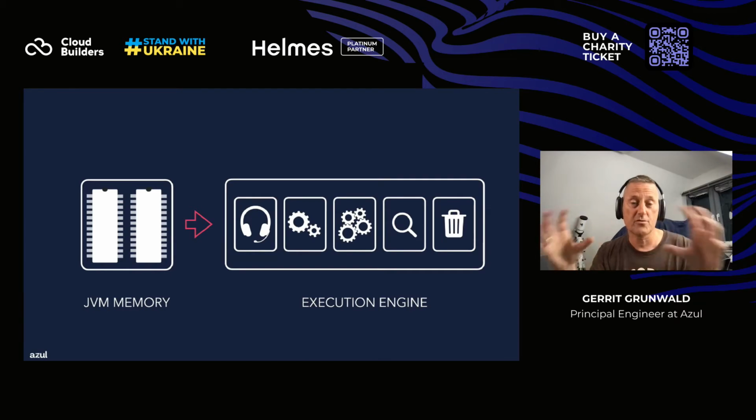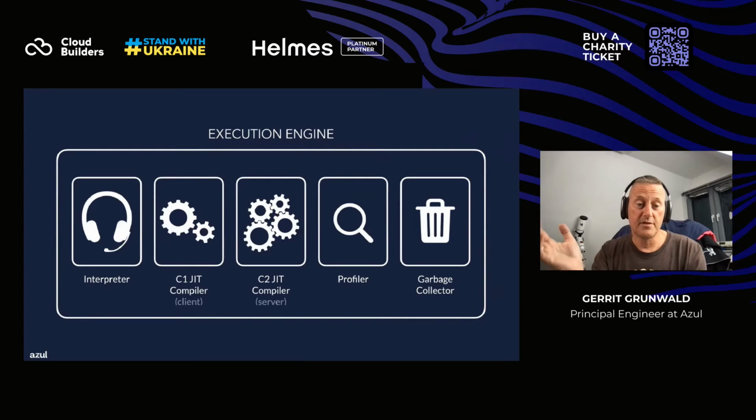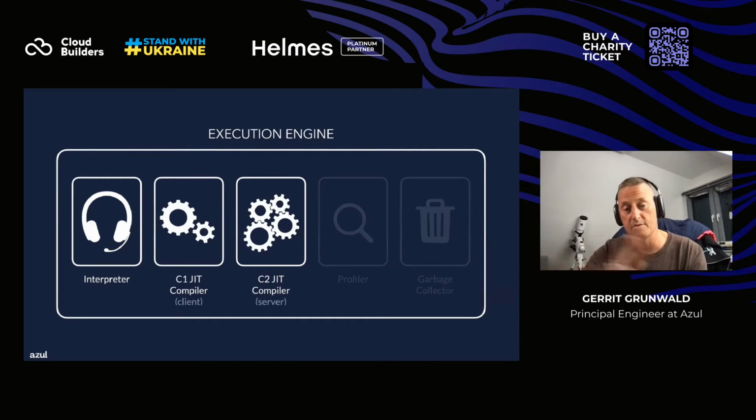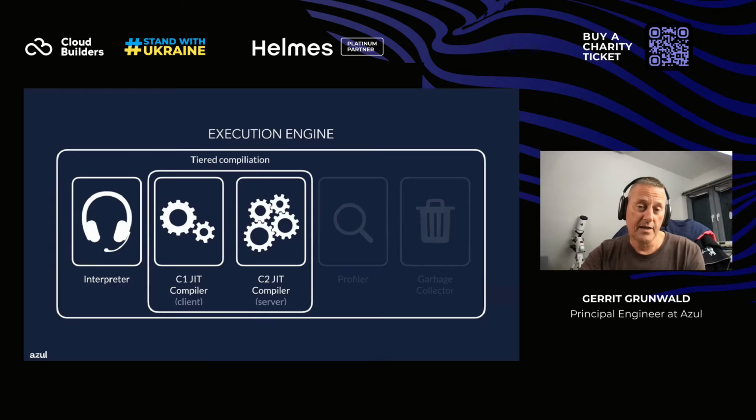And you already see the execution engine is just a word for lots of different things. For example, there is the interpreter, the C1 JIT compiler, formerly known as the client compiler, and the C2 JIT compiler, which is known as the server compiler. And then there is a profiler and there is a garbage collector. But we will only focus on these three parts: the interpreter, the C1 and C2 JIT compilers. And the two compilers are now doing so-called tiered compilation. This is since JDK 7, it made its way into the JDK, and from JDK 8 on, it was the default. So today we always have tiered compilation, and I will come to that a little bit later.